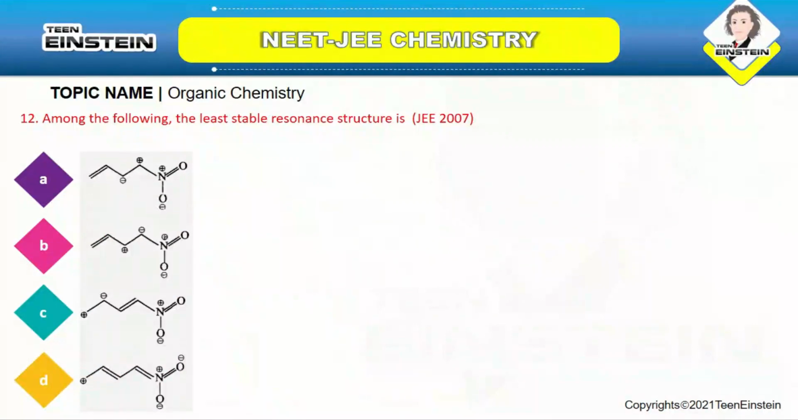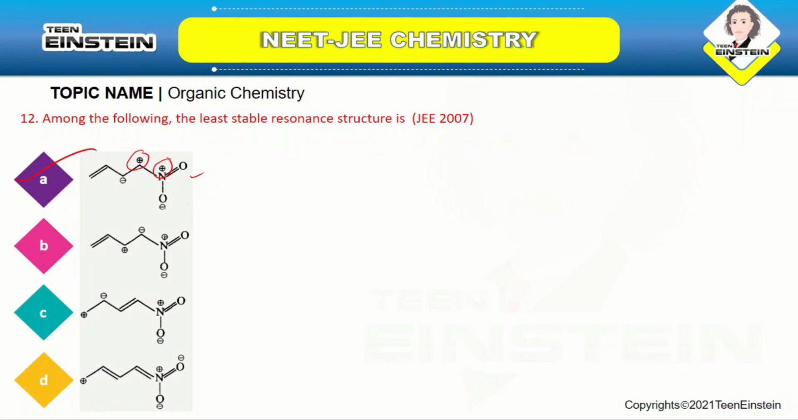Let's move on to the next question. Among the following, the least stable resonance structure is. So here we want to find out the least stable resonance structure. In the first option, you can see two positive charges present at the adjacent atoms, which elevates the energy, and that lowers the stability most. Also there is a minimum charge separation. So compared to all the structures, the least stable resonance structure is option A.